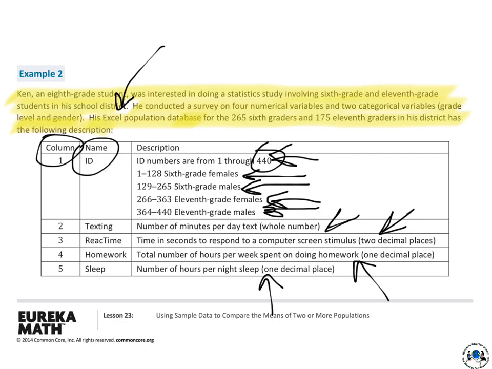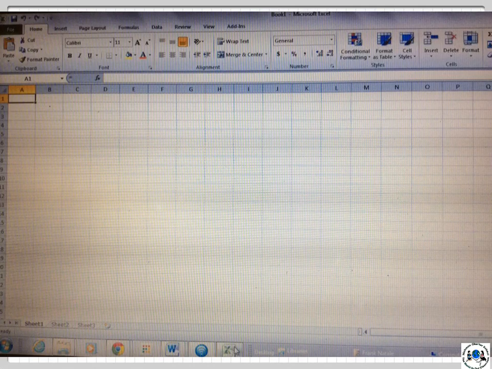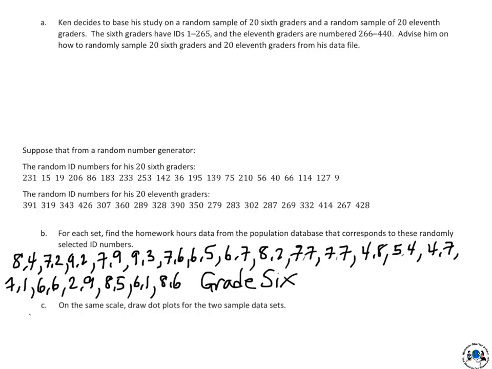Okay, so this is the data that they're going to be looking at, entering into this Excel spreadsheet, and then Excel is going to spit out all kinds of statistical analysis for them. Okay, so Ken decides to base his study on a random sample of 20 6th graders and a random sample of 20 11th graders. So there are his two populations, the 6th graders and the 11th graders, and there's a random sample from each of those populations.